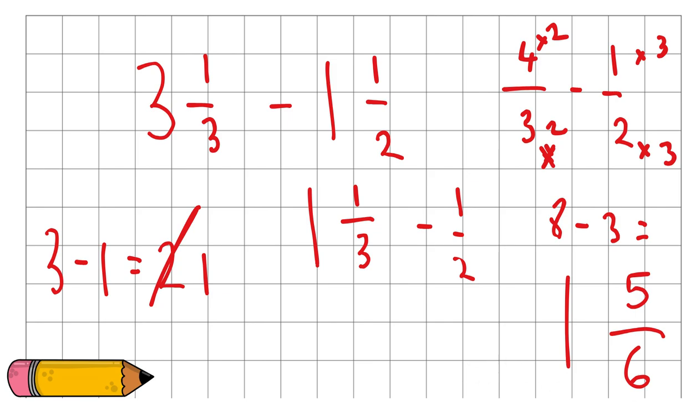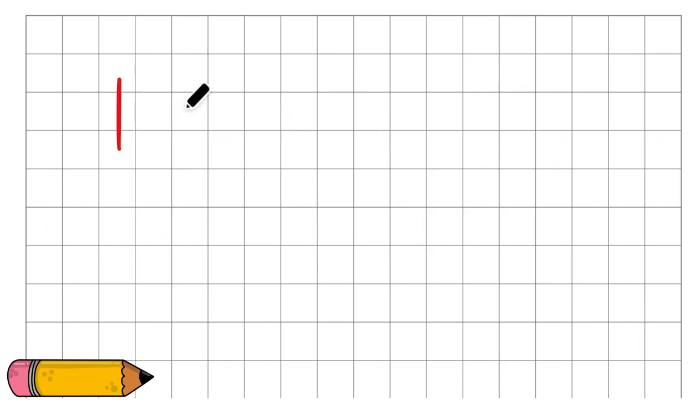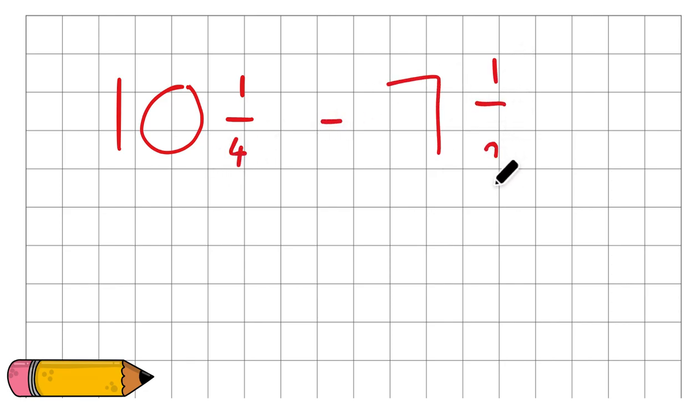So let's do that again. Let's imagine we have a nice one here. We have 10 and a fourth, take away 7 and a half. Now 1/4 is smaller than a half. So let's do this one first.